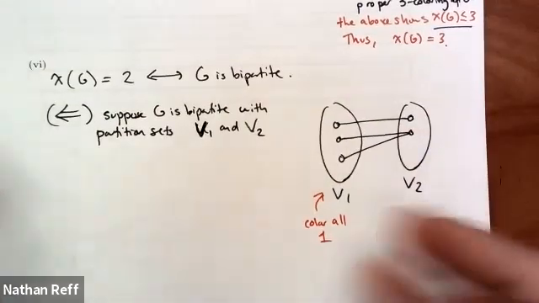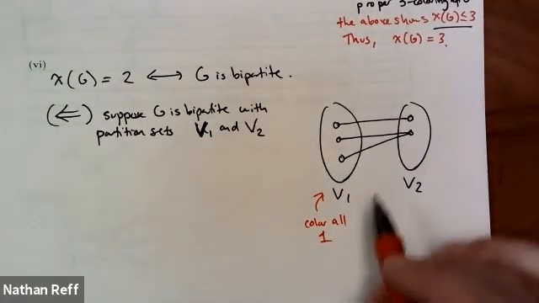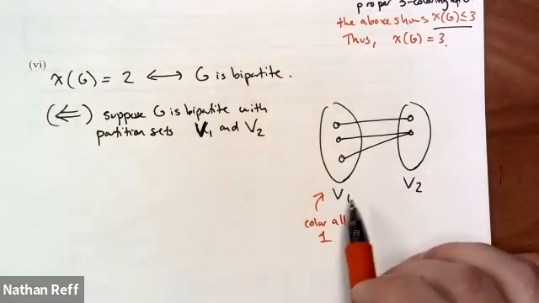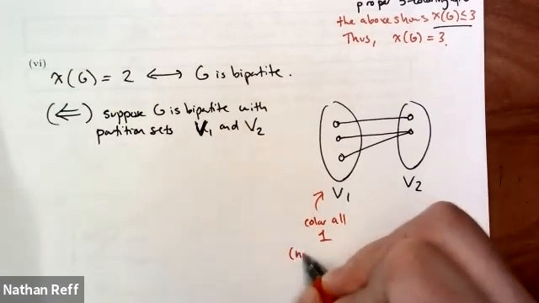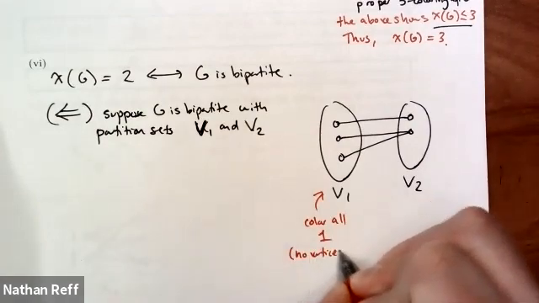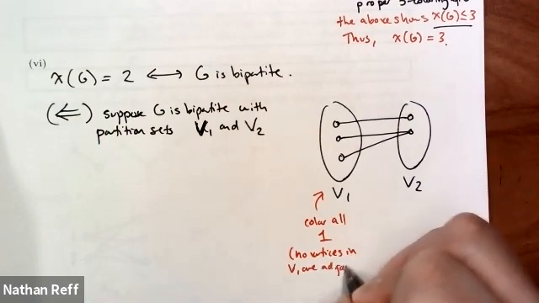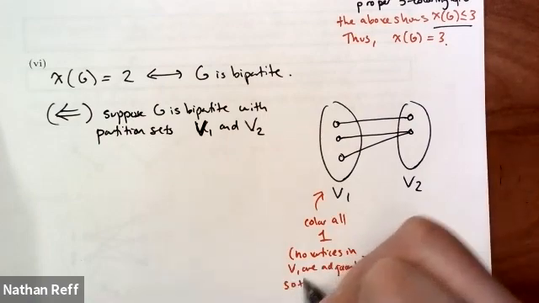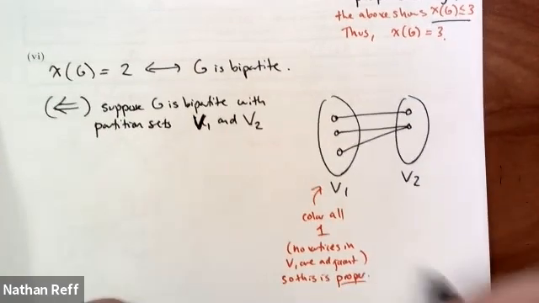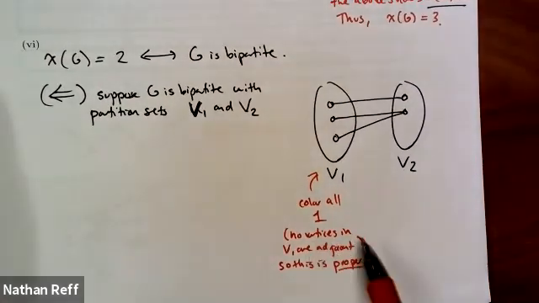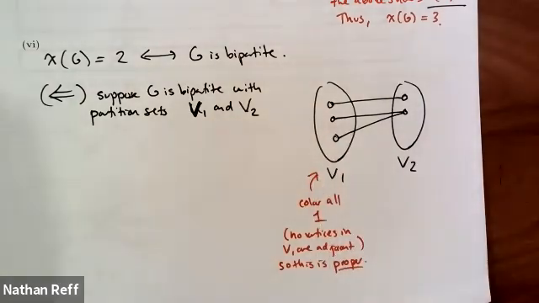Color all the vertices in partition V1 with 1. I can do that. Why is that? Well, within a partition set, you're not going to have any adjacencies. No vertices in V1 are adjacent. So this is proper. Does everyone agree with that? So no vertices in V1 are adjacent, and so far that coloring is a proper coloring.